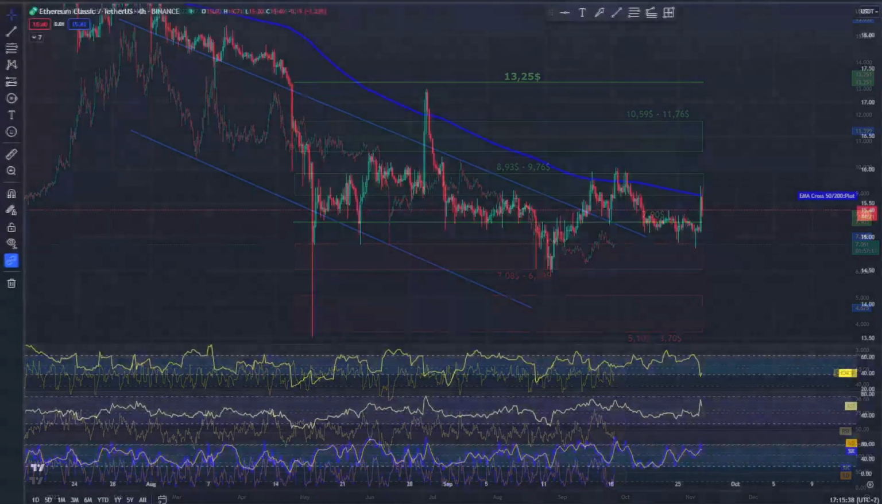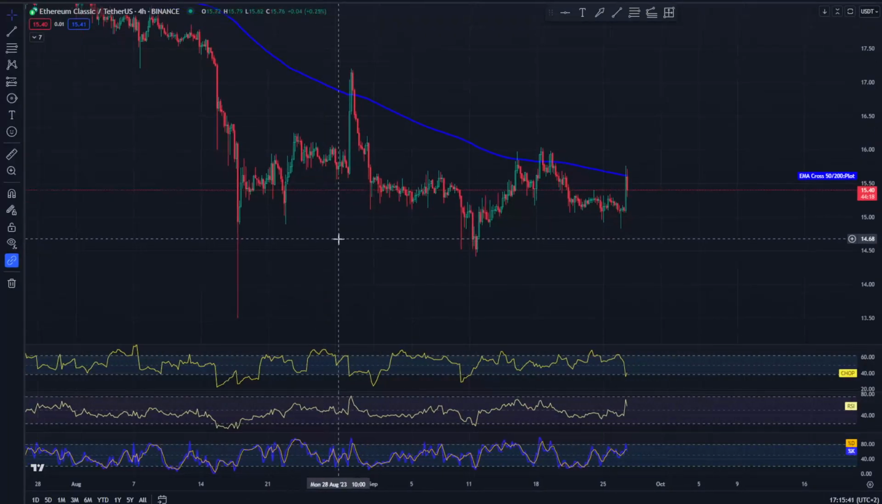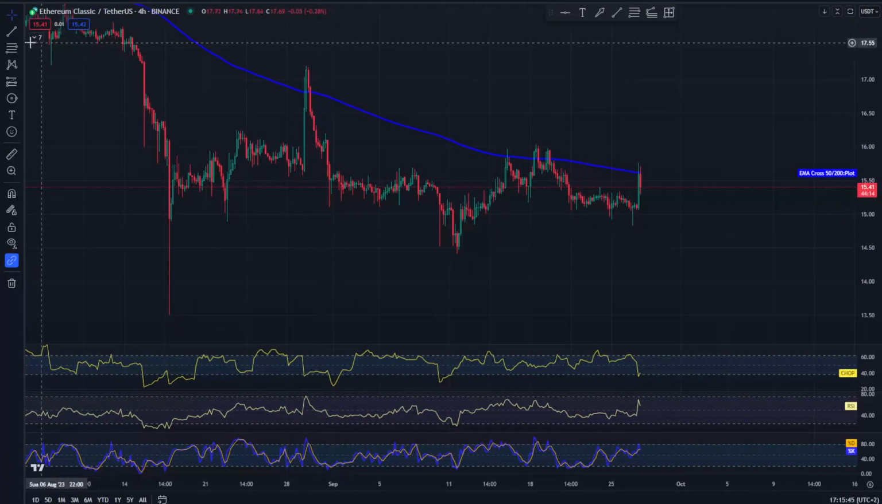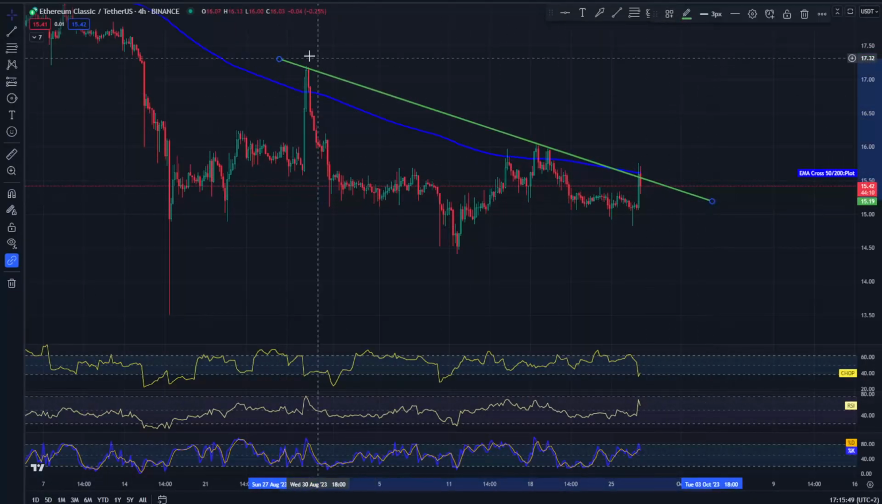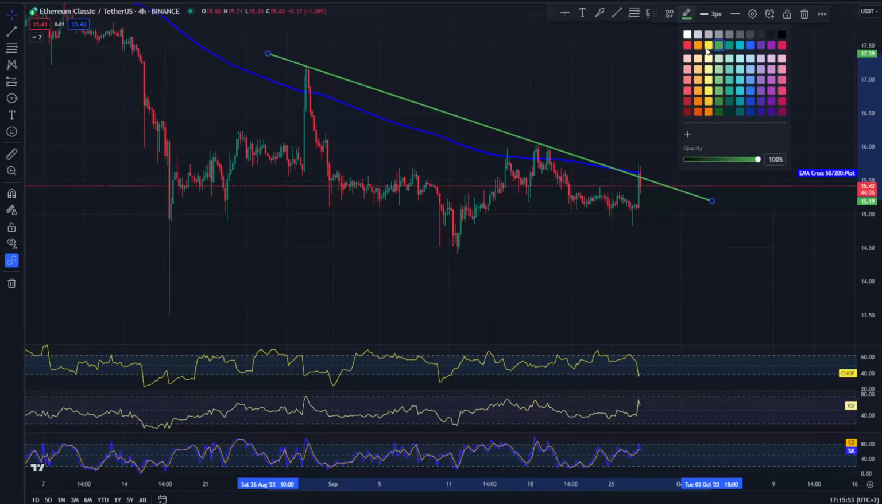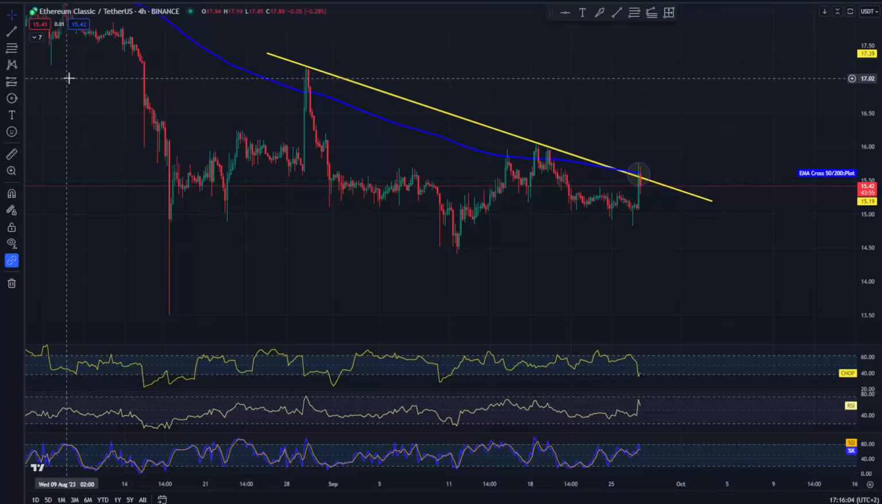The last one on today's list is the ETC to USDT chart. First of all, we will use the yellow line to mark the downward trend lines under which the price is moving. As you can see, the exit from the line was not maintained. This is also where the blue EMA cross 200 line runs, which pushed the price back into a downward trend.